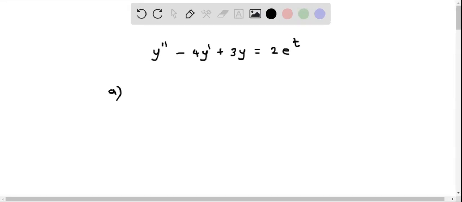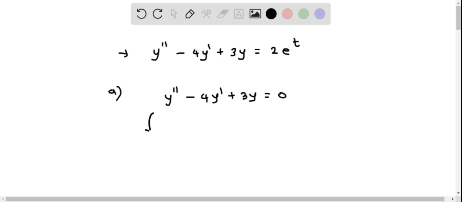Here we have the second order non-homogeneous differential equation, that is y double prime minus 4y prime plus 3y equals 2e^t. And in part A, we have to write down the auxiliary equation for the homogeneous equation and solve that auxiliary equation. So first, let's write the homogeneous form of this differential equation. The homogeneous form is y double prime minus 4y prime plus 3y equals 0.